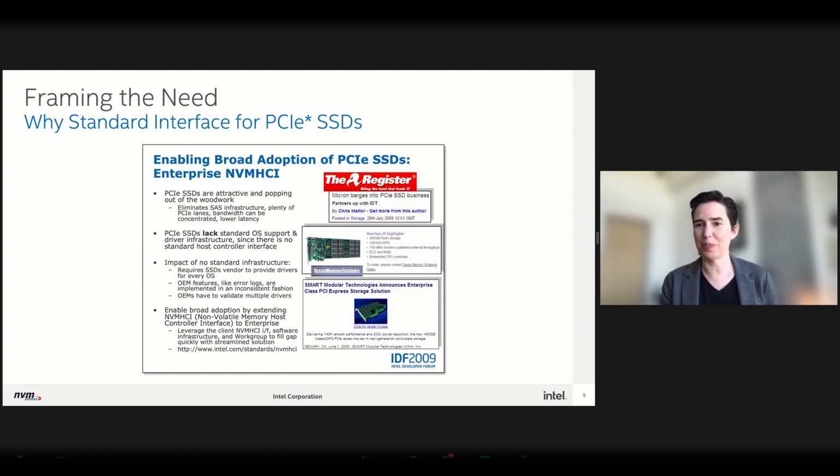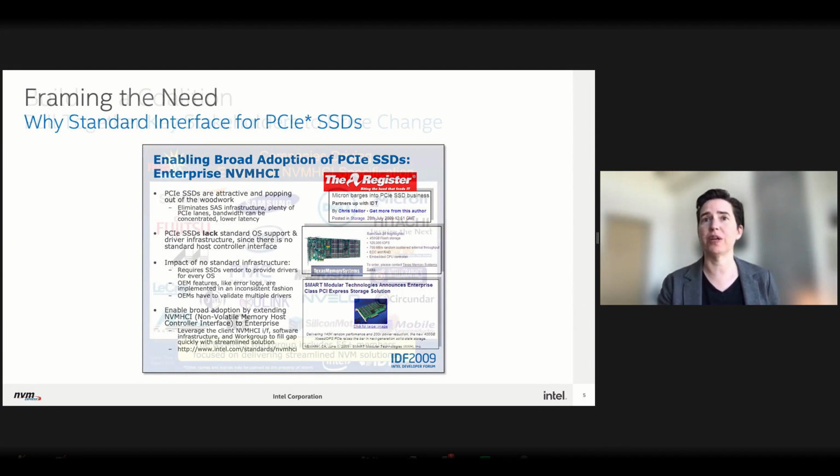I had fun, as part of preparing for this talk, going back to old slide decks from 2009 and 2010. What you see here is that PCIe SSDs, if we think about Smart Modular and Texas Memory Systems and Fusion-io and those companies of about 10 years ago, were being brought out. So how did we bring about really adopting a standard interface from the ground up?